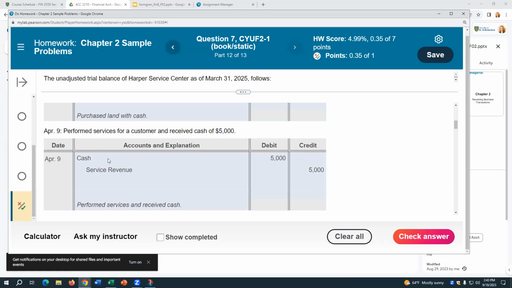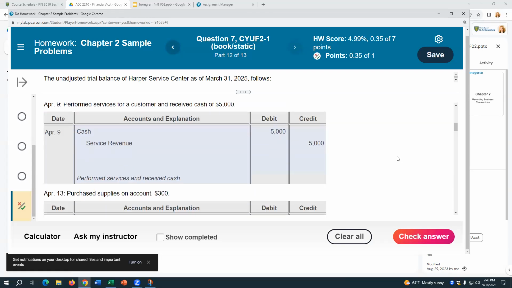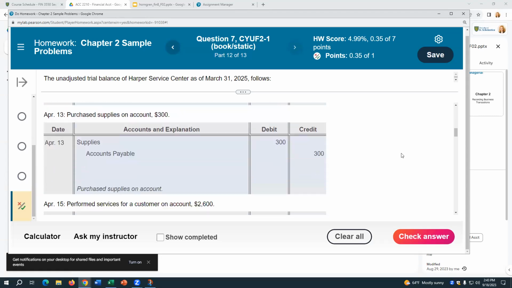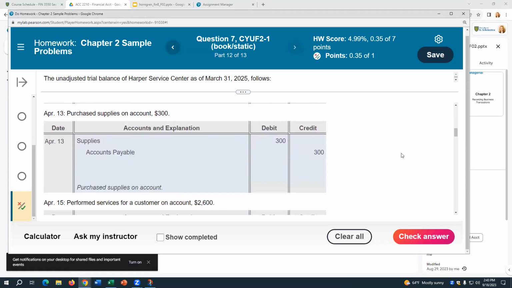So this was the third entry, debiting cash and crediting service revenue. So then the next entry we had, we are purchasing supplies on account. So we are debiting supplies, crediting accounts payable, right? And I remember we did that one.